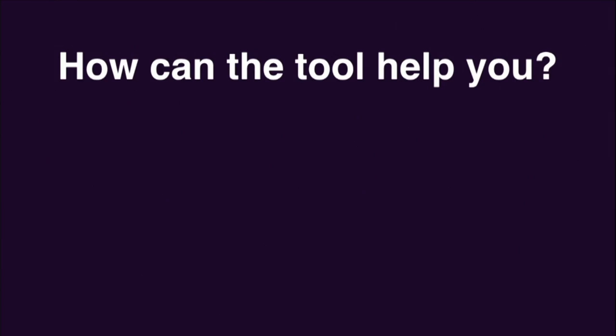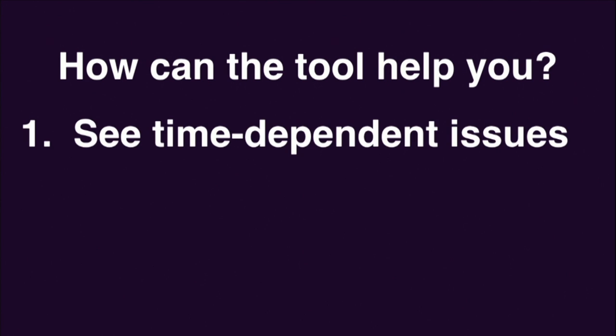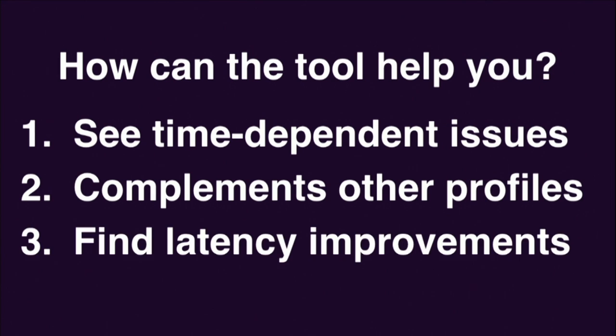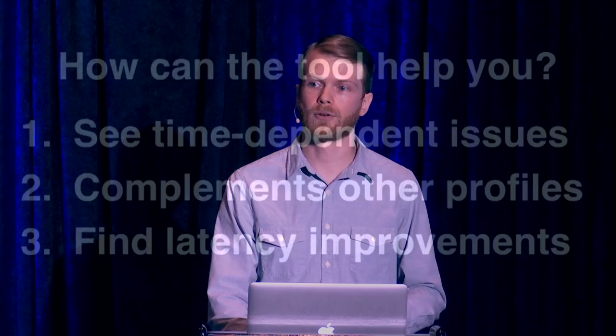To recap how it can help you, it can help you to see timing-dependent issues in your code. It complements the other profiles. It doesn't replace them. And so you're still going to use CPU profiles. You're still going to use memory profiles. But if you have a problem that looks like it's related to latency, then once you've checked those other tools, the execution tracer can be a very helpful one for that. And so it can help you find latency improvements there. Maybe in the garbage collector, maybe in your own code where it's not acting exactly as you thought when you were writing it.